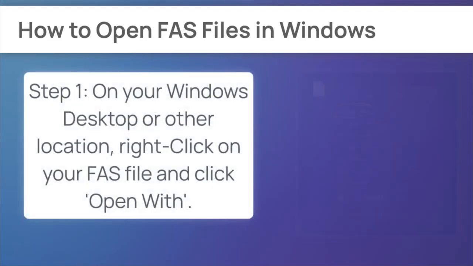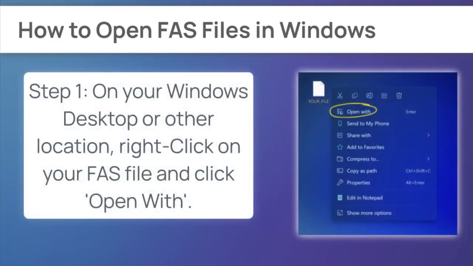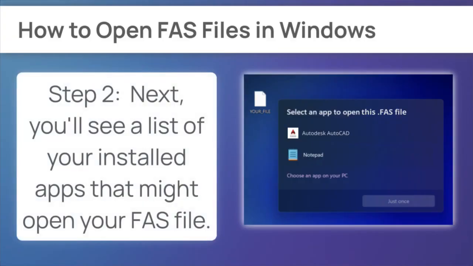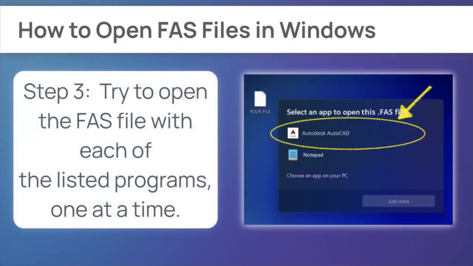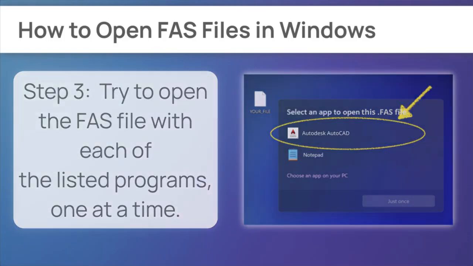To unlock this specific file type, right-click your FAS file and select Open With. If Autodesk AutoCAD is available, use that first. If it's missing, choose another program. We are looking for the software that recognizes the header.